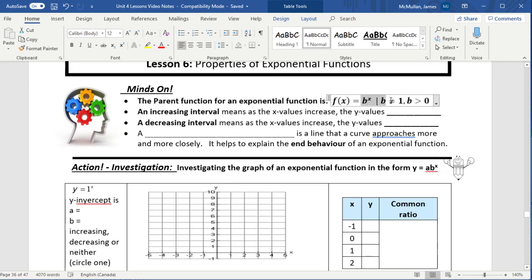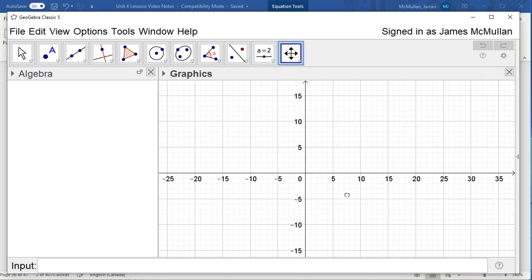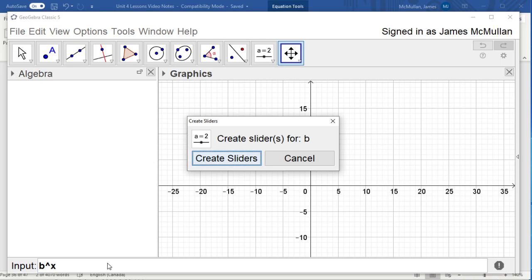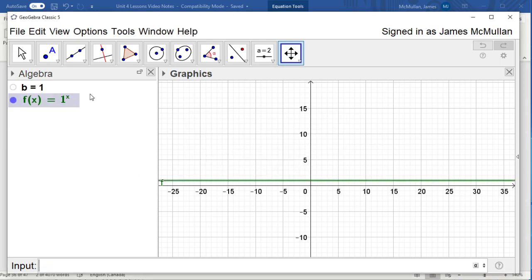Let's go through a quick explanation of why it's the case that b cannot be 1 and b must be a positive number. So what I'm going to do here is I'm going to graph what I just said, b to the power of x. It's going to ask me to make a slider so it knows what I mean by b. And I do so.